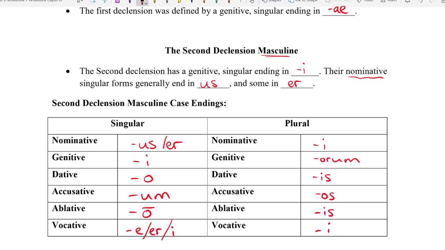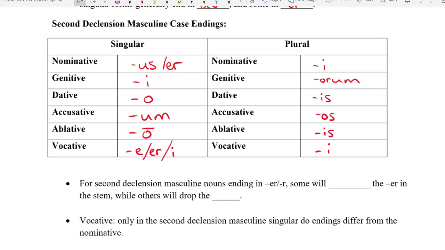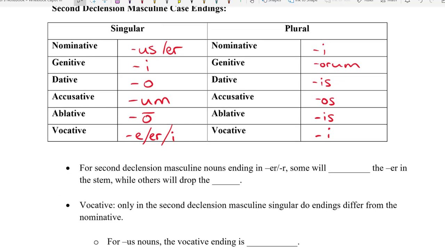Okay. And if you notice, some of these are similar to what we saw in first declension, and some of them are a little bit different, but we'll talk more about that here in a second. We'll draw a comparison there. Okay, so there's your endings. Us or er, us, e, o, e, eri, I, orum, is, os, is, I. For second declension masculine, that end in er and r.